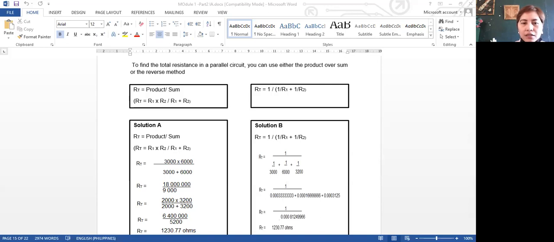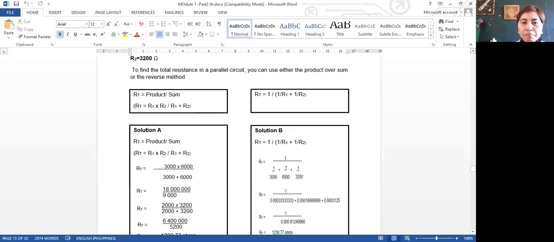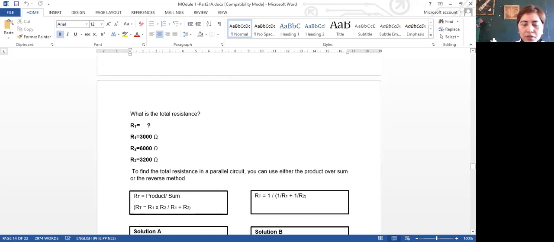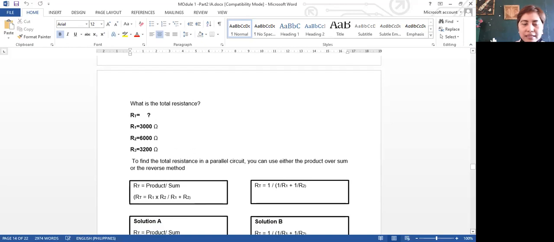Okay, good morning, class. So let me just present to you today the mixed circuit. How are we going to compute for the total resistance?